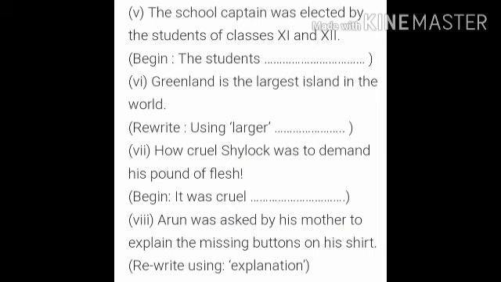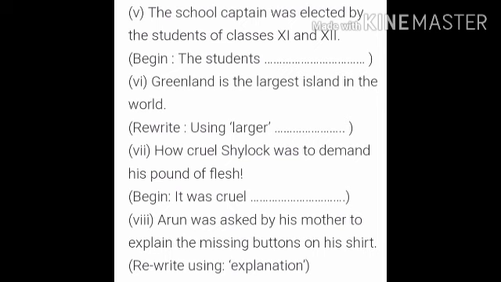Now you have number 7. How cruel Shylock was to demand his pound of flesh! Now this is an exclamatory sentence, you can see. You are asked to begin the sentence with "It was cruel". So we will write it as: It was very cruel, or it was cruel of Shylock to demand his pound of flesh. So: It was cruel of Shylock to demand his pound of flesh. Now we have the last one here.